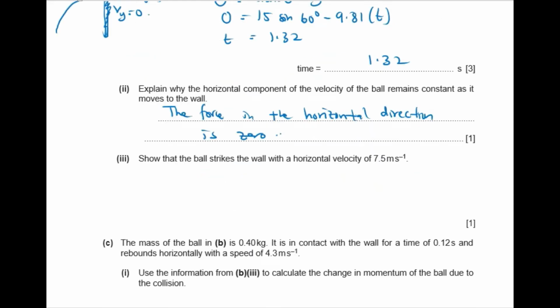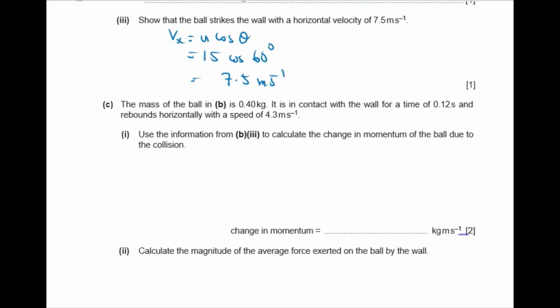3, show that the ball strikes the wall with a horizontal velocity of 7.5 meter per second. Horizontal velocity Vx equals u cos theta, 15 cos 60 degree. So we have 7.5 meter per second.